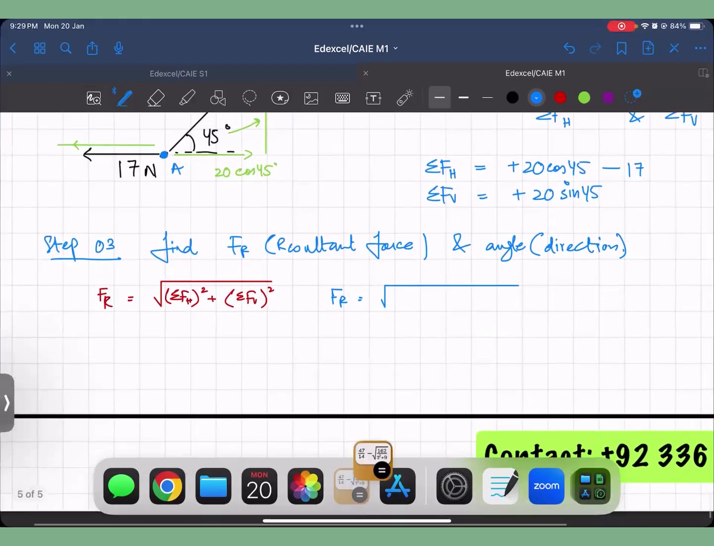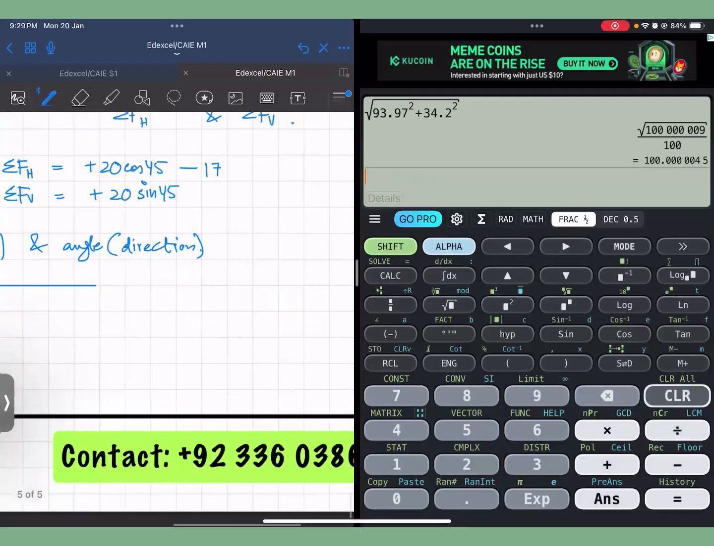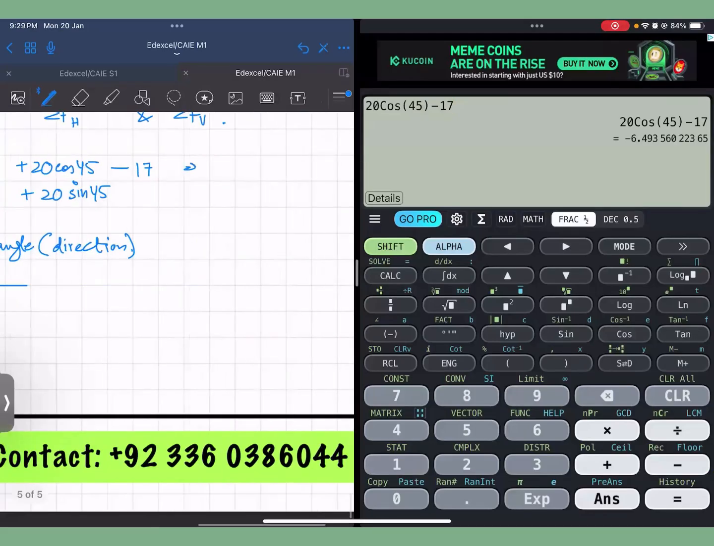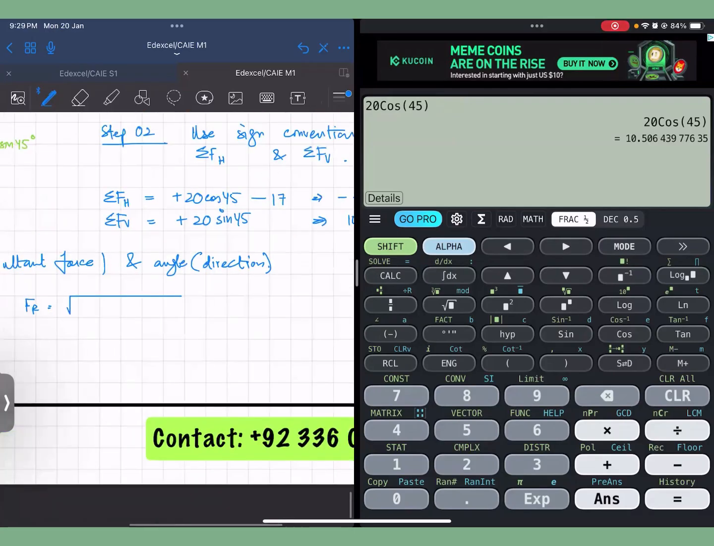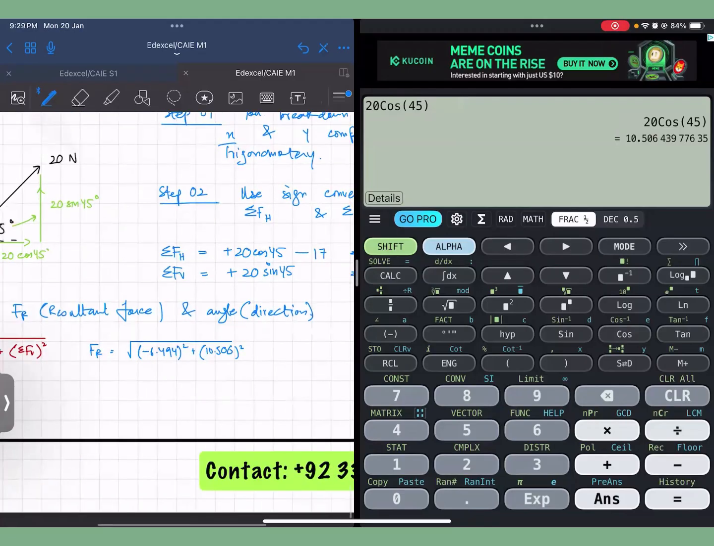First you'll have to find these values. 20 cos 45 minus 17 gives minus 6.494, and 20 sine 45 is 10.506 Newton. Now you use them over here: minus 6.494 squared plus 10.506 squared. Use your calculator now.